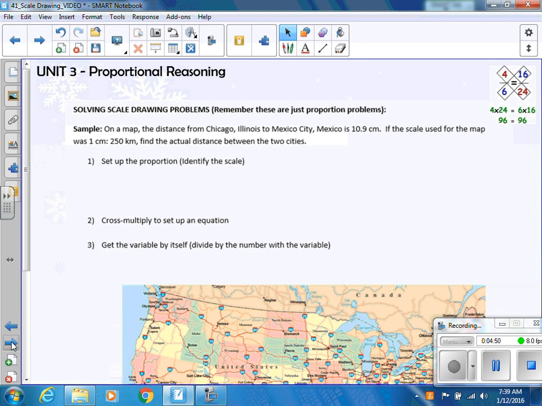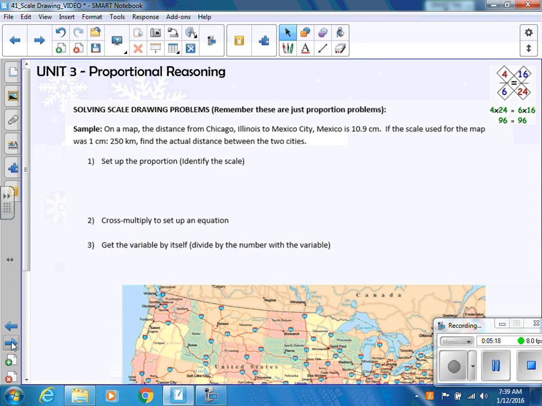So again, like I said with proportions, you want to make sure your answer makes sense. So if you get a really small decimal answer, is it going to make sense that that's the kilometers? No. So if we know that 1 centimeter equals 250 kilometers, we know that 10 centimeters is going to equal thousands of kilometers. So you're looking for an answer that's in the thousands. If you get something that's smaller than thousands, then you set up the proportion wrong.